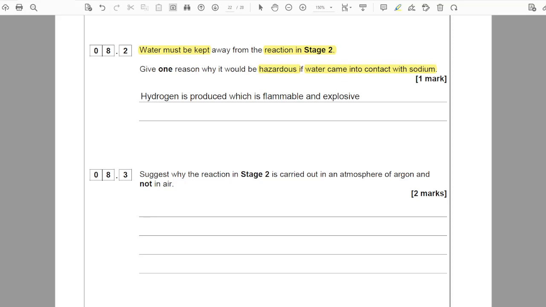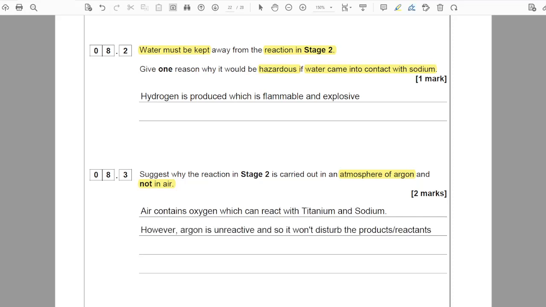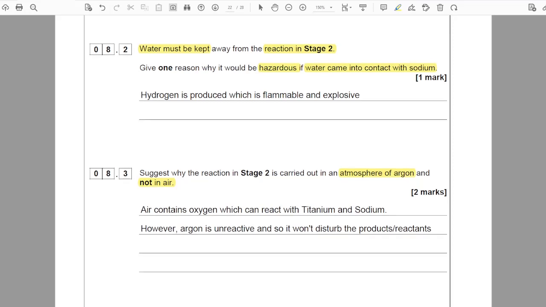8.3. Suggest why the reaction in stage 2 is carried out in an atmosphere of argon and not in air. Well, a main part of air is oxygen, and titanium is a metal and it corrodes and it can react with oxygen to form titanium oxide, and that is not really what we want. We want titanium. However, argon is unreactive, and so it wouldn't really react with titanium.